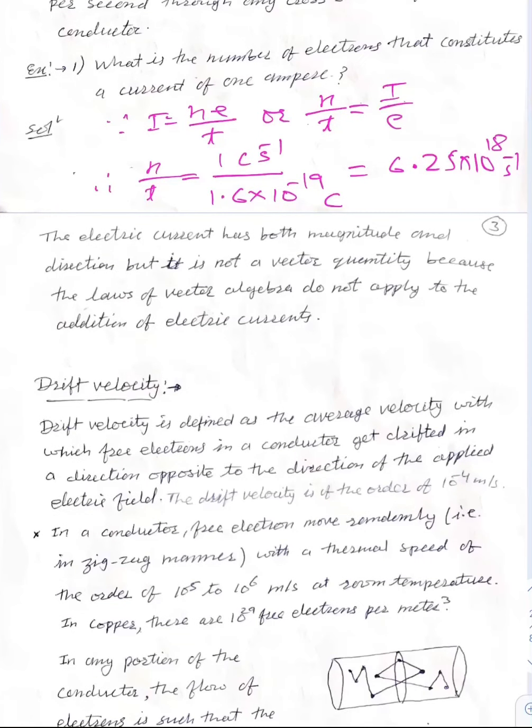The electric current has both magnitude and direction, but it is not a vector quantity because the laws of vector algebra do not apply to the addition of electric current.